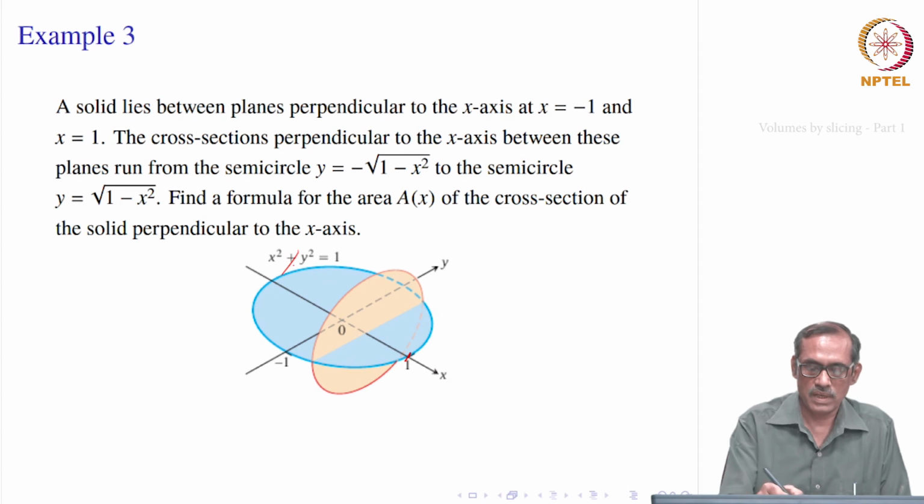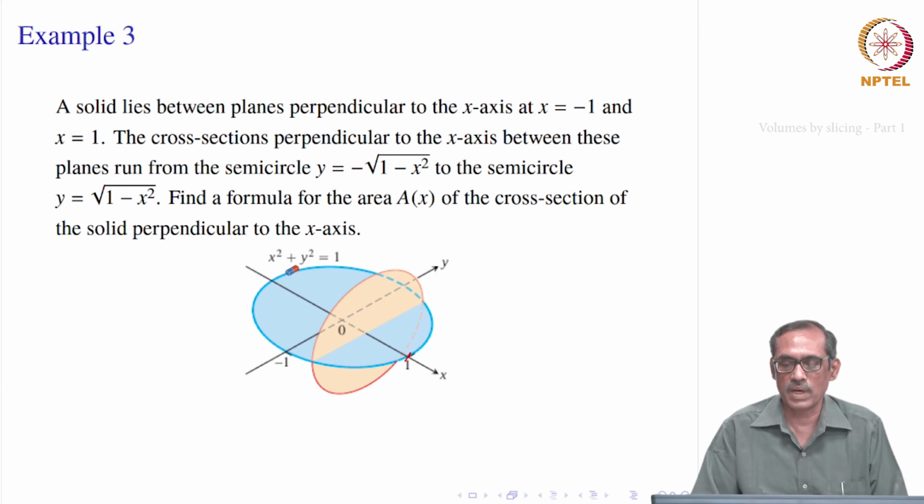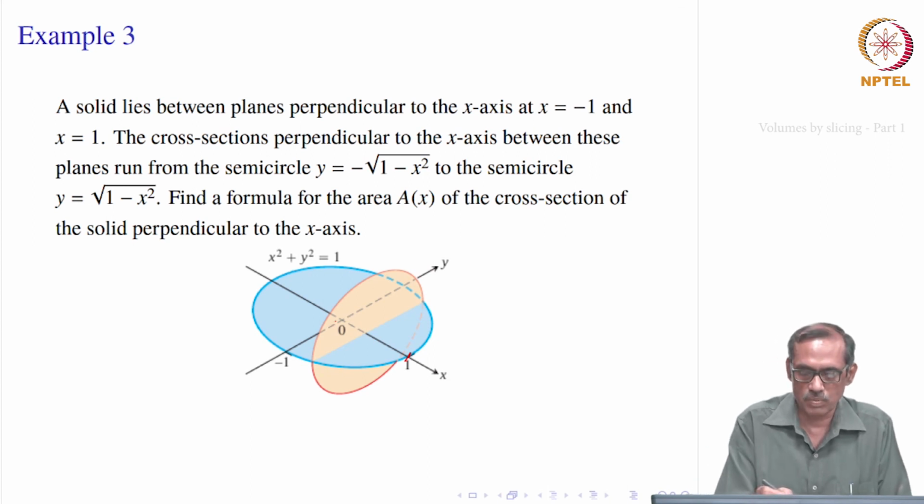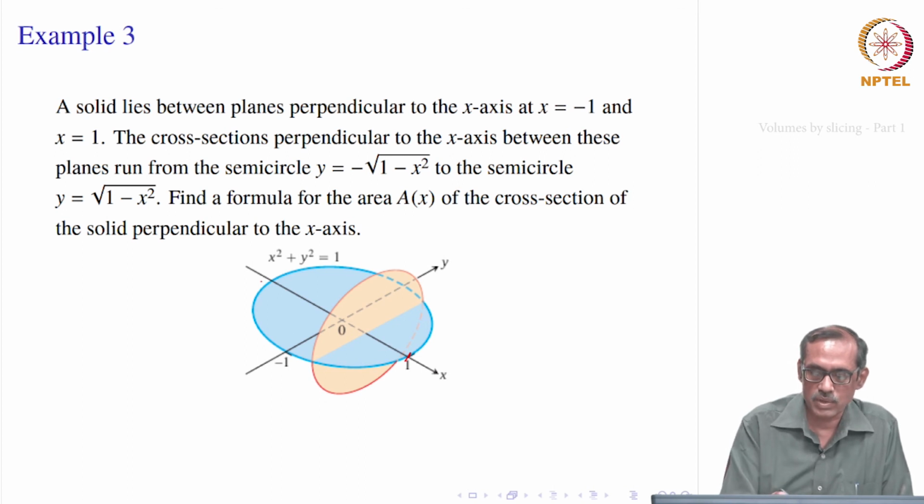Okay. Now, the cross sections perpendicular to the x axis between these two planes, that is between a and b, run from the semicircle y equal to minus square root of 1 minus x square to the semicircle y equal to square root of 1 minus x square. So, that means we have a circle really, x square plus y square equal to 1, that is what it says. Cross sections perpendicular to this run between these two. So, we have a circle x square plus y square equal to 1. Okay.